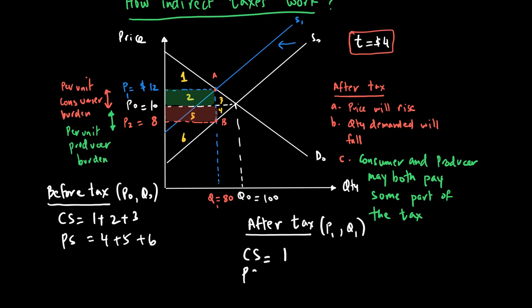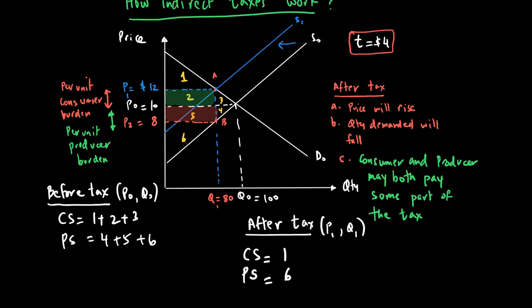And producer surplus will be 12 minus 8, because ultimately the producer is only getting 8. So this P2 is the price the producer is getting, and not P naught, not P1. Although he may receive 12, he may give $4 to the government. So 12 minus 4 is 8, and ultimately he's pocketing $8. And because Q1 is sold, we look at area 6 to be the new producer surplus.